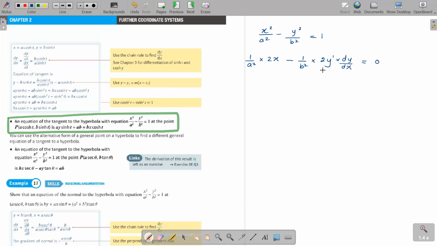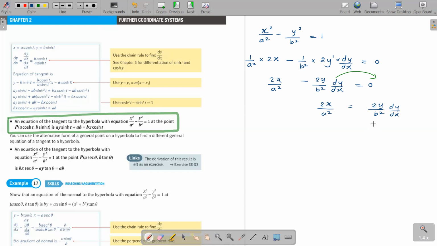Okay, so now let's make dy by dx the subject. I end up getting here minus 2y over b square dy by dx, and 2x over a square is what I have over here. I think the best thing is I'll take the negative term to the other side. So I end up getting 2x over a square remaining in here, minus 2y over b square becomes plus 2y over b square dy by dx.